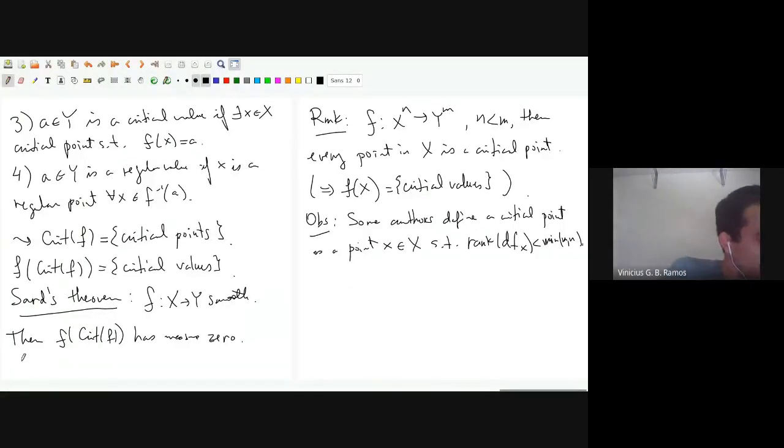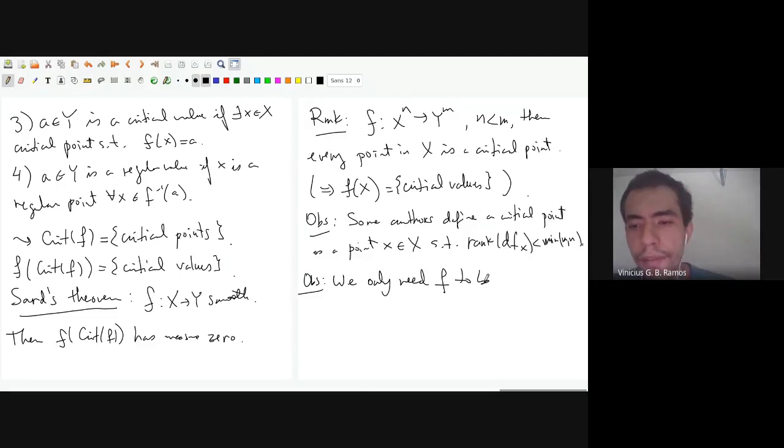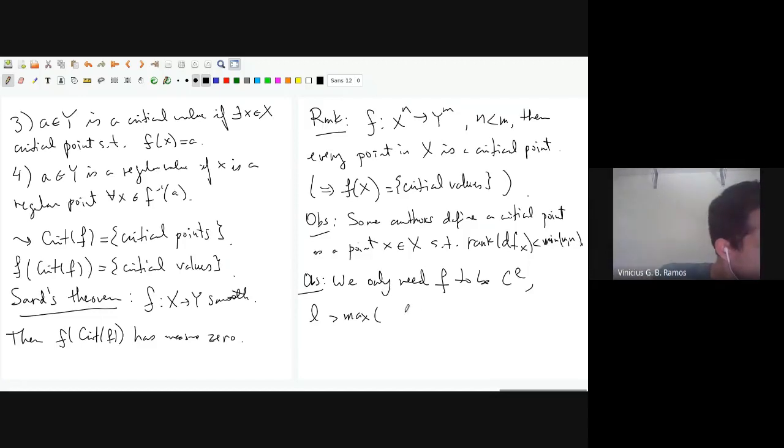All right, so now we can go and prove Sard's theorem. Oh yeah, sorry, a couple more observations. Another observation is that we don't need to require the function to be smooth, but there is a funny requirement in terms of the smoothness. We only need f to be C^L, where L is greater than the maximum of the dimension of X, n minus m, and 0.